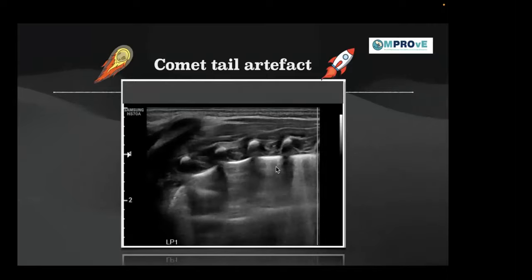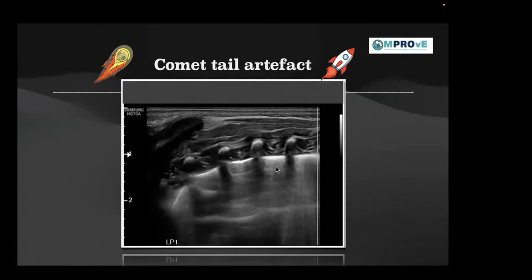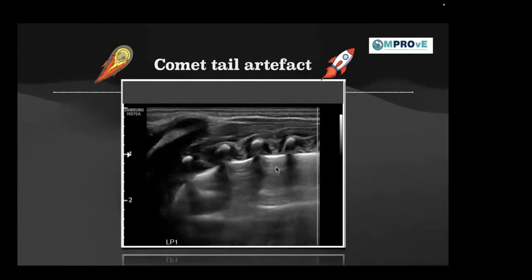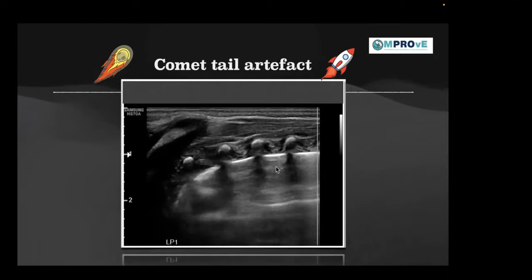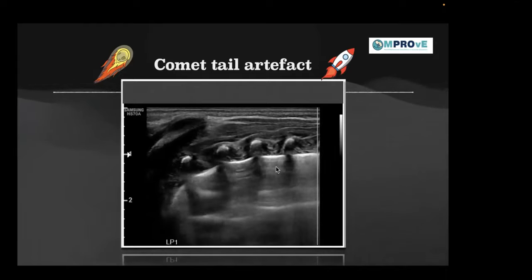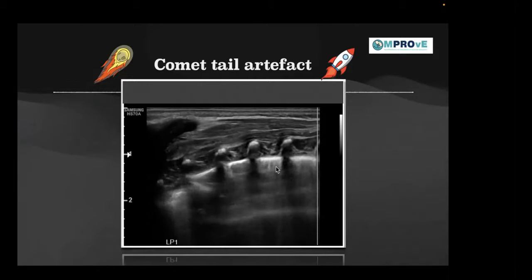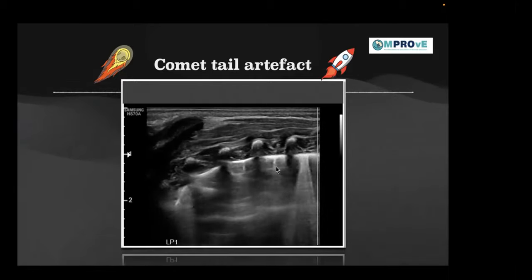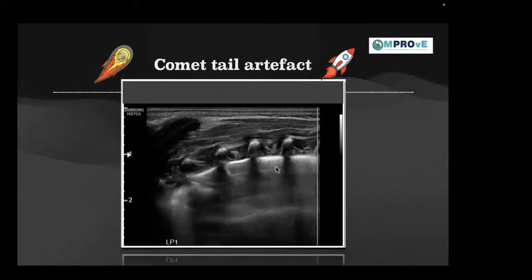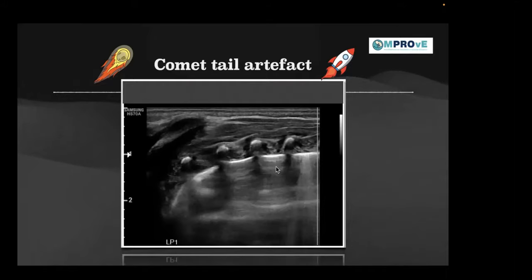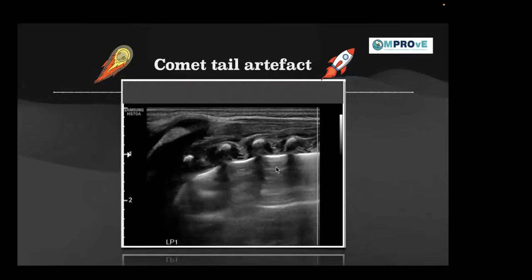This is what I'm talking about. Any line, just consider comet tail or the lung rockets as a precursor of the B line. So there is some fluid, maybe some drops of fluid. It's not enough to generate that kind of a reverberation so that it reaches all the way to the bottom of the screen. But it is very short, and it terminates midway, and it doesn't erase the A line.